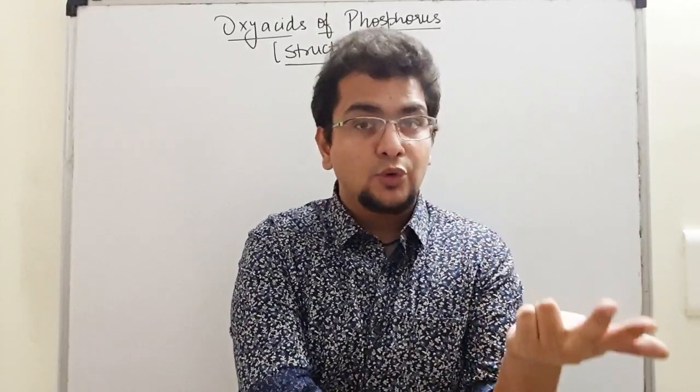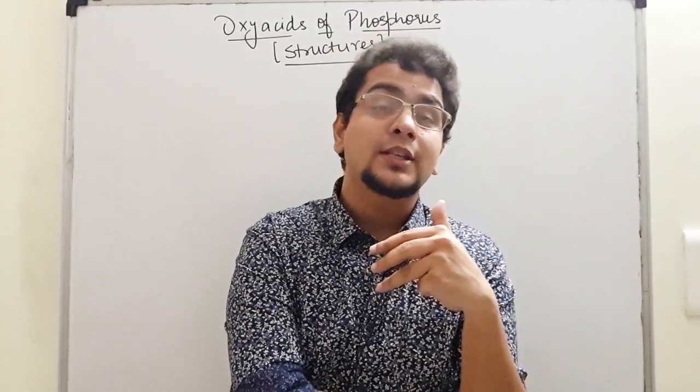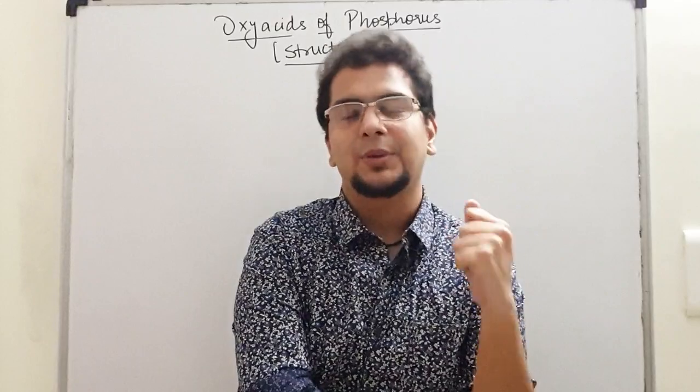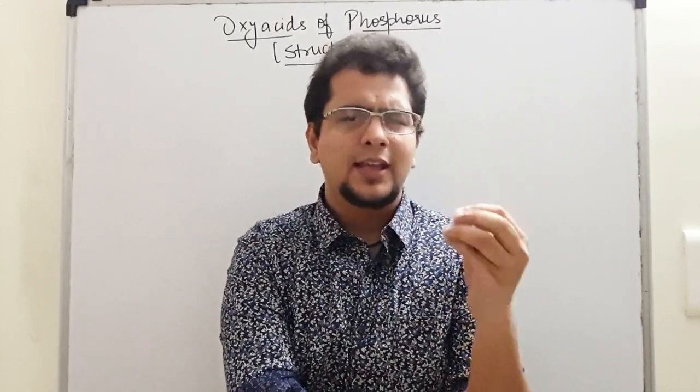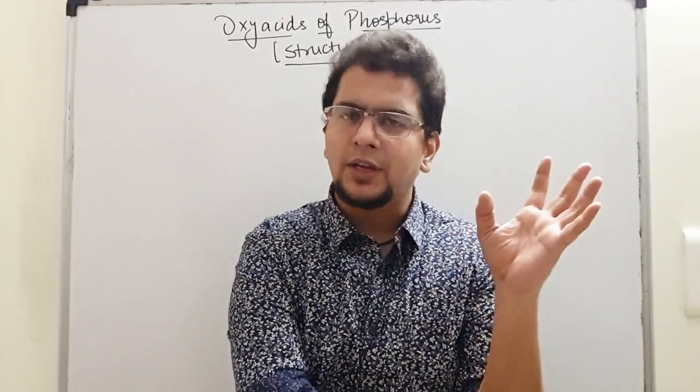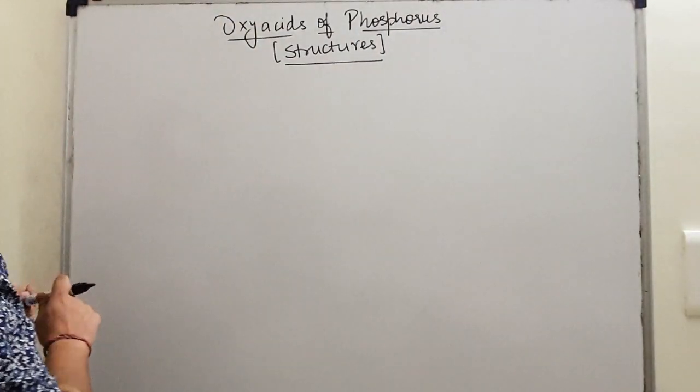Number 2, reducing hydrogen questions come from here. Number 3, oxidation state calculation questions also come from here. So it is an extremely important concept, very small, and it will get over very quickly. So let's start immediately. Now, oxyacids of phosphorus, how to draw the structure?